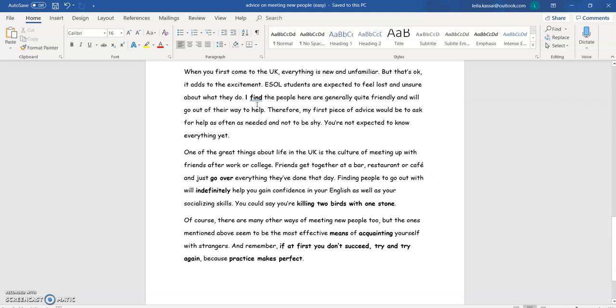It means I find, I see, or in my opinion. This is a great way of saying I think or I believe. So when you say I find, it means you are going to introduce an opinion or a belief that you have. I find the people here are generally quite friendly and will go out of their way to help. They will actually help a lot more than you expect. They will go out of their way, meaning they will do more than they have to.